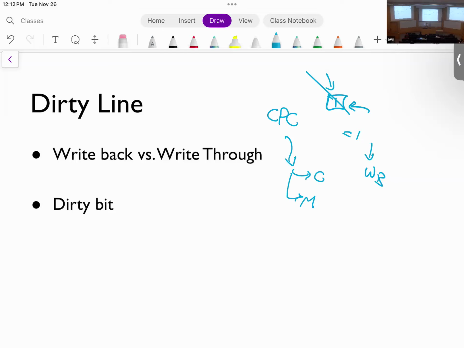But it makes the eviction of the cache lines much simpler because you don't need to check the dirty bit. You don't need to maintain the dirty bits and so on and so forth. So this is kind of the trade-off.